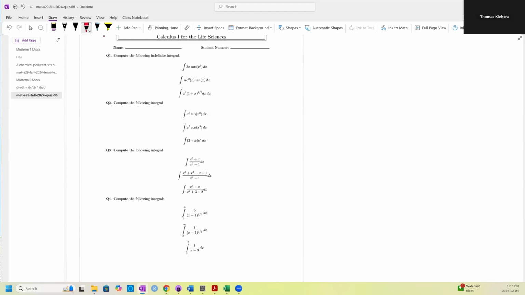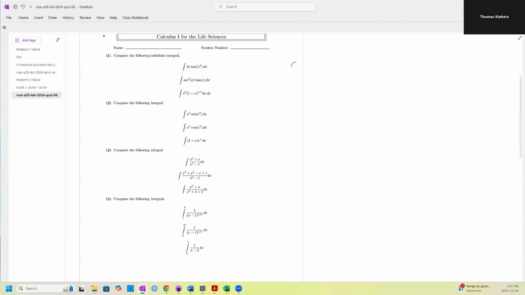But in these Q2 questions, x squared being inside and x cubed being outside don't quite gel. They don't quite line up nicely, but an integration by parts can help. So for the first question, we've got the integral of x cubed sine x squared dx.